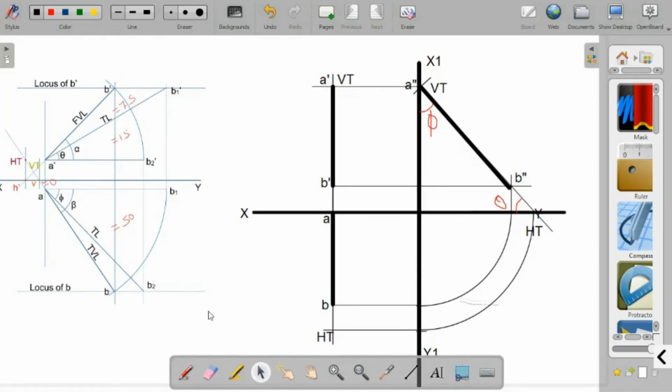Now you have to mark the dimensions of B dash, dimension of B, and true length. Nothing else is required because no other values are given here. The only thing is you have to create that particular box in which the true length, alpha, beta, theta, and phi are given.